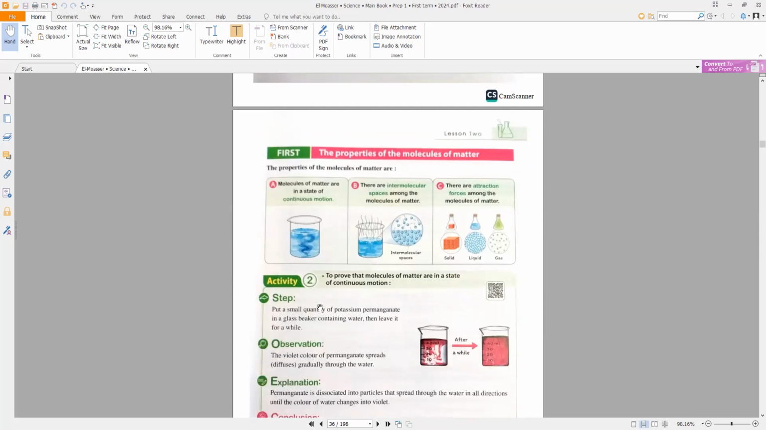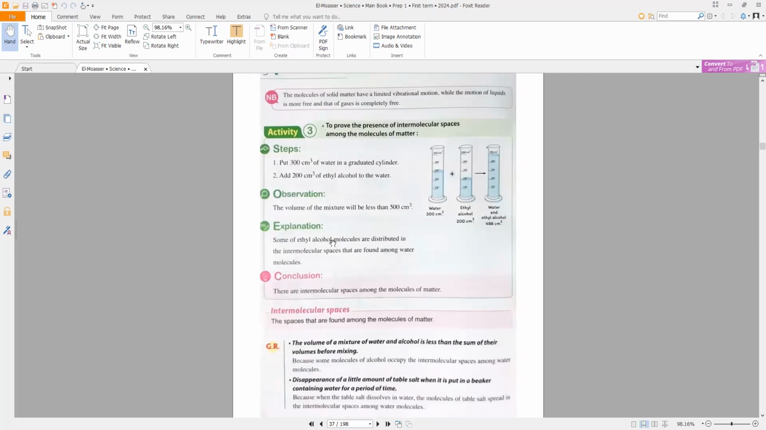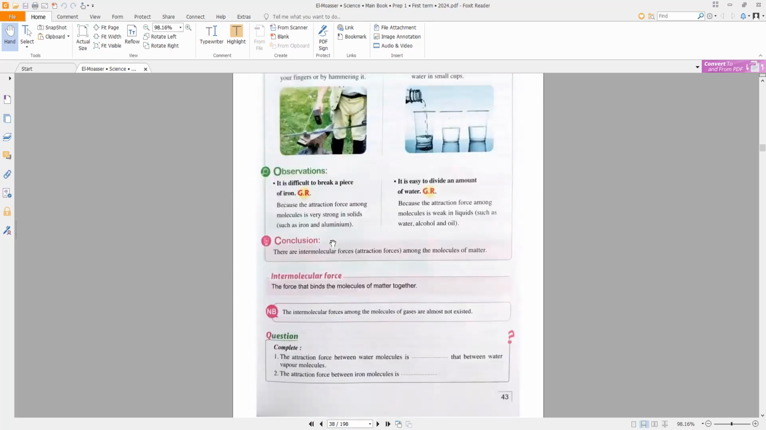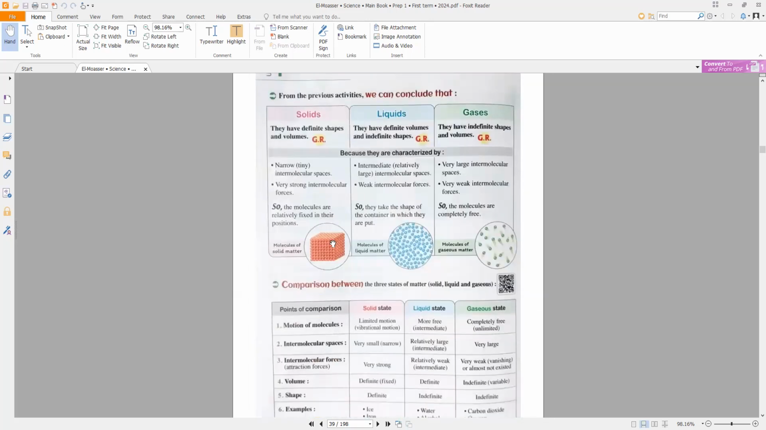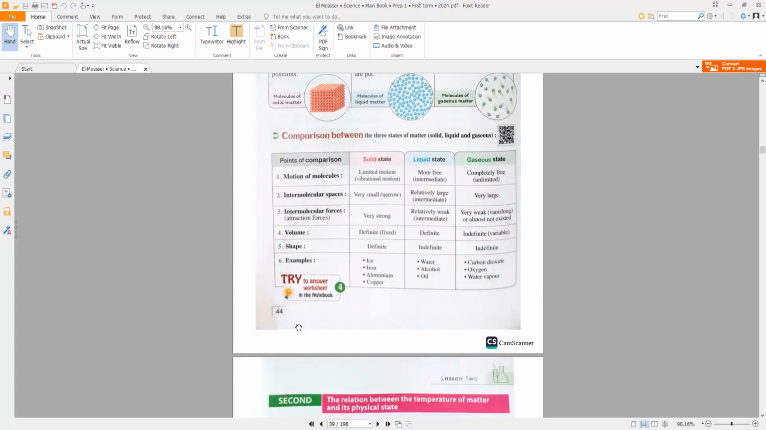And we talked about each of these properties of the molecule, and about some activities that prove these properties. After that, we made the comparison between the three states of matter, solid, liquid, and gas, according to the intermolecular spaces, the motions, the intermolecular forces, volume, and shape.